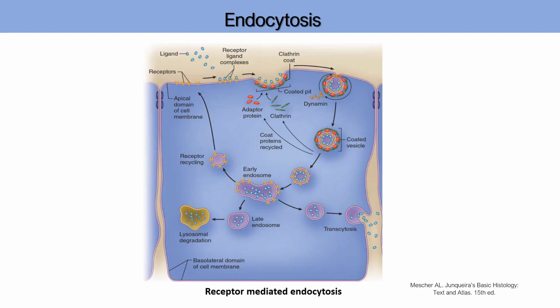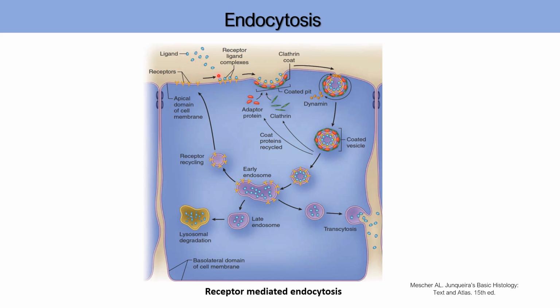This is the receptor-mediated endocytosis process. There are some structures involved in this endocytosis. This is the ligand. This is the specific surface receptor. This is the adaptor protein and clathrin as a specific cytoplasmic protein, and this is the dynamin as a peripheral membrane protein.